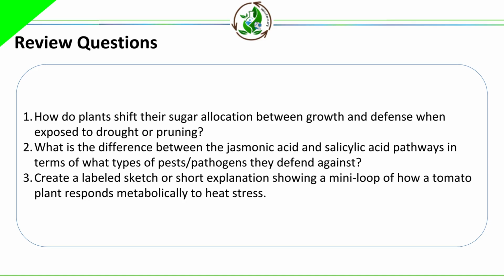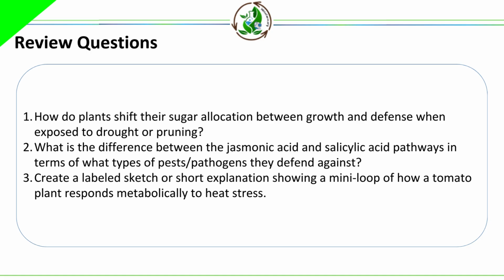We have covered a lot in this lesson. Let's finish it up by reviewing some key questions. First, how do plants shift their sugar allocation between growth and defense when exposed to drought or pruning? Second, what is the difference between the jasmonic acid and salicylic acid pathways in terms of what types of pests or pathogens they defend against?